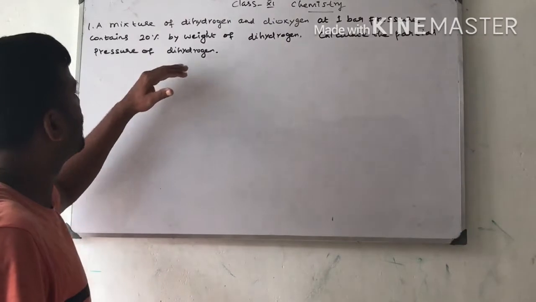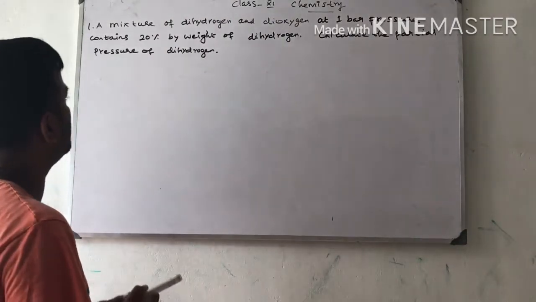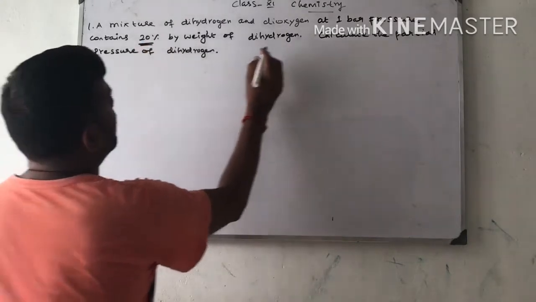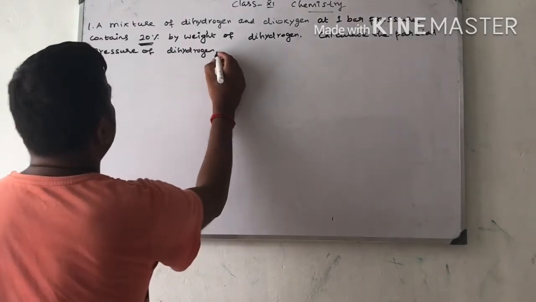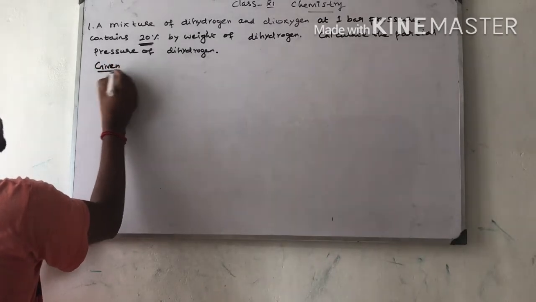First question: a mixture of dihydrogen and dioxygen at 1 bar pressure contains 20% by weight of dihydrogen. Calculate the partial pressure of dihydrogen. This is the question given. What are the things given here?